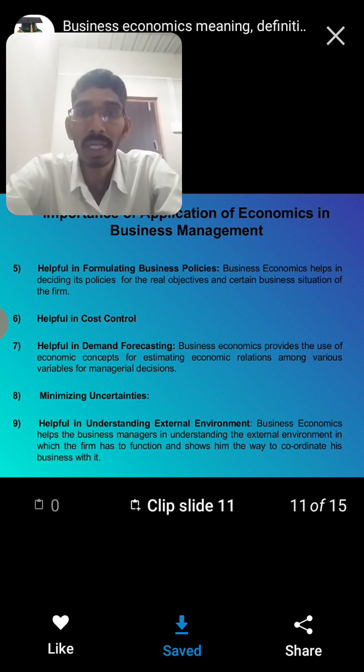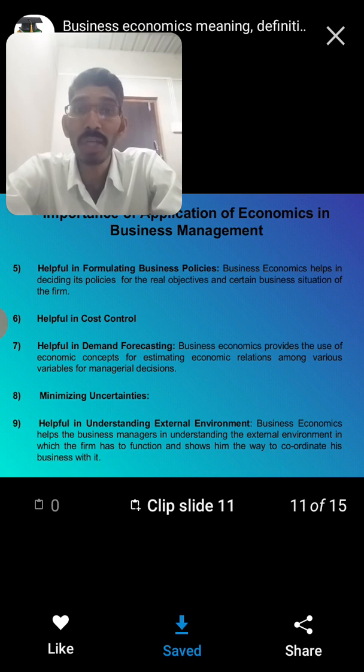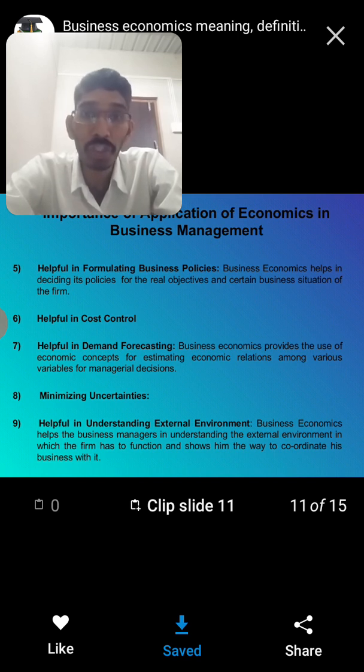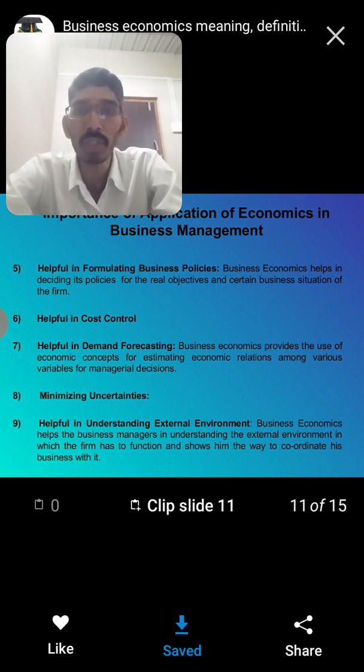And business economics is also helpful in formulating business policies. Already we know that business economics helps in deciding profitable policies for the objectives or the particular business situation of the firm. So this is also important. It helps in formulating good policies for the development of the company or firm. It is also very helpful for cost control, helpful for demand forecasting, and very good for minimizing uncertainties.